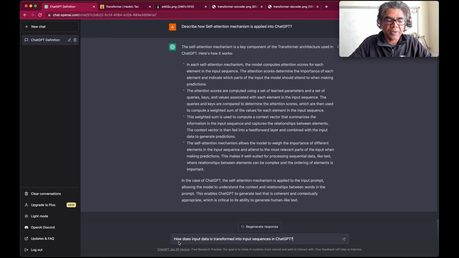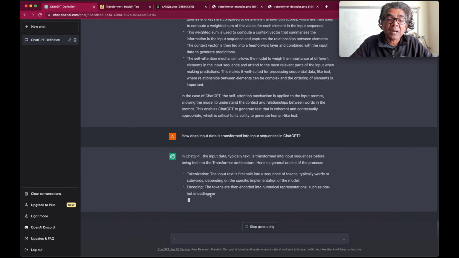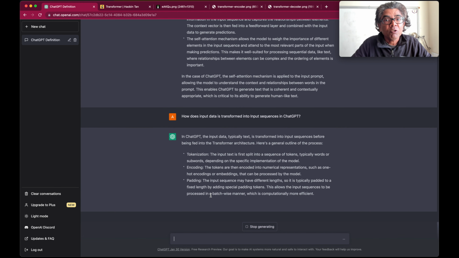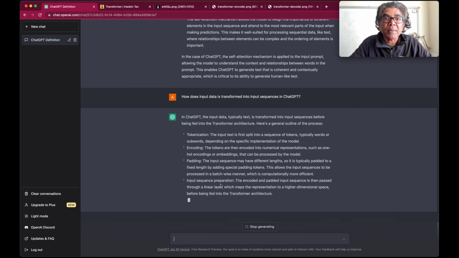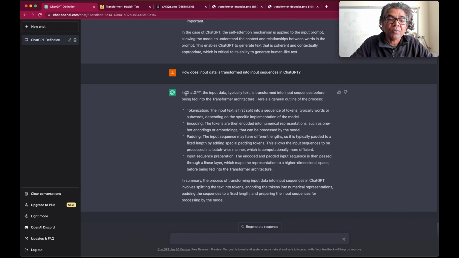So our next question is, how is input data transformed into input sentences in ChatGPT? And now we are getting a little deeper into the deep learning or natural language processing terminology with regard to how everything is happening. This answer could be a little more general, a bird's eye view, but here we are a little deeper because now we are understanding the tokenization, encoding, padding, and then input sentence preparation. The encoded and padded input sentence is passed through the linear layer, which maps the representation to a higher dimensional space before being fed into the transformer architecture.